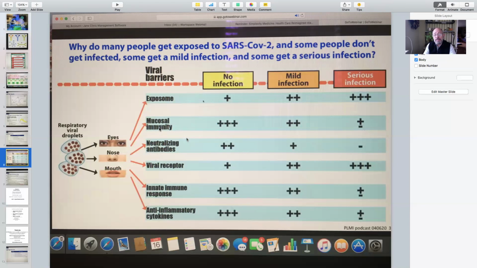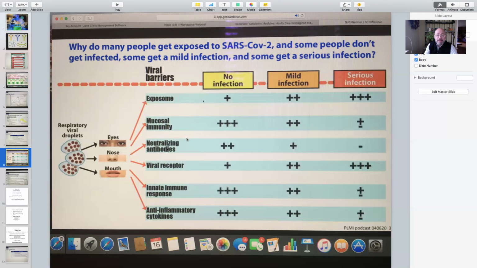So if a person has an intact mucosal immunity, viral load will be less. If the mucosal immunity isn't so robust, their viral load will be heavier. So a robust mucosal immunity, little to no infection; poor mucosal immunity, more serious infections. Again, these things we have control over.